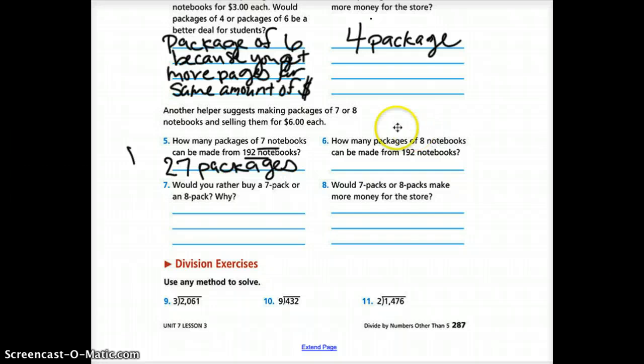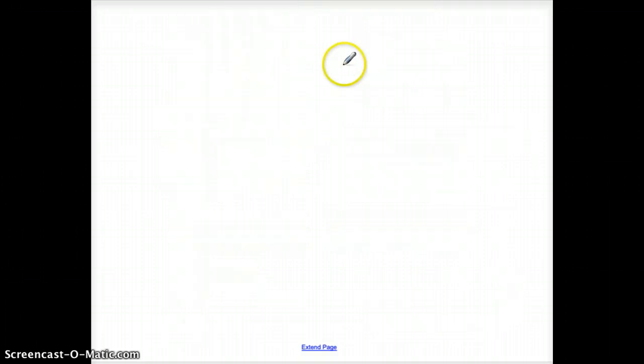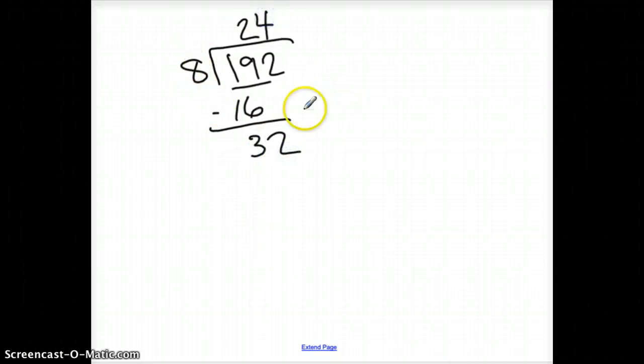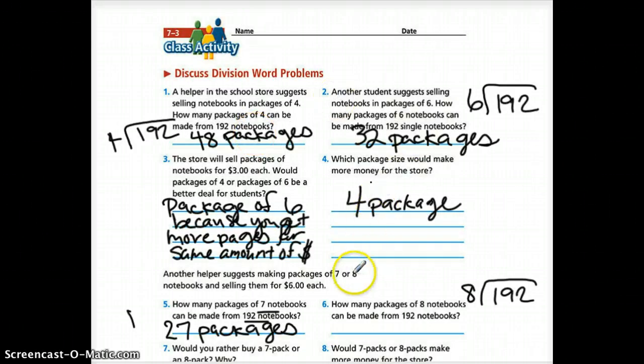Number 6 is I have 8 notebooks in each package, so now I have 192 divided by 8. So 19 divided by 8, that'd be 2. 16, that'd be 32. 32 divided by 8 is 4. So for this one, I have no extra numbers, so I can make exactly 24 packages.